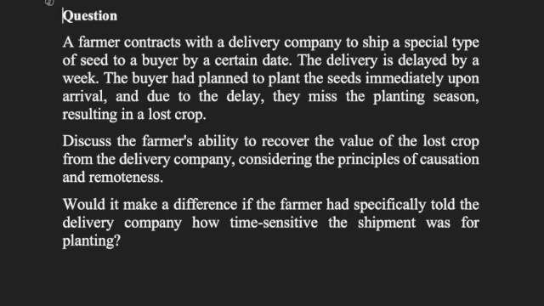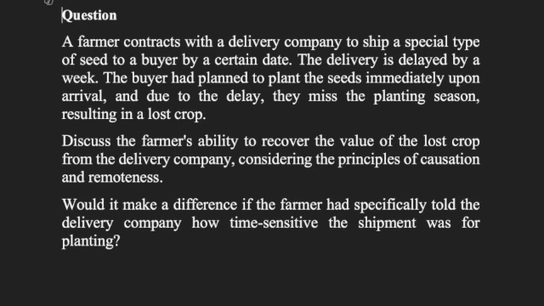Okay, great scenario. Let's use that IRAC structure. First, issue. What's the legal question here? The core issue is about the extent of the delivery company's liability. Are they responsible for the value of the entire lost crop? More specifically, focusing on damages, is that loss too remote? And flowing from that, what's the legal effect of the farmer giving specific notice versus just sending the seeds?